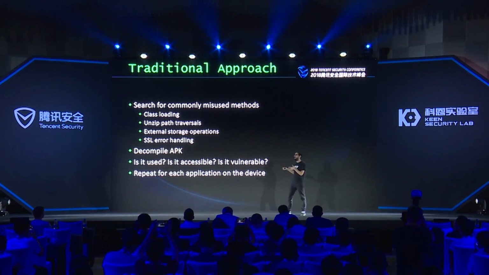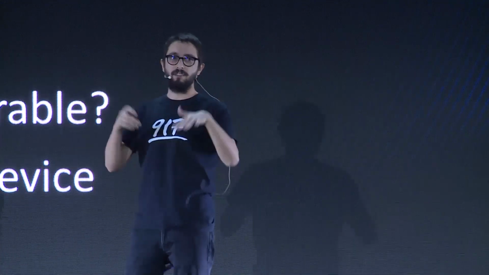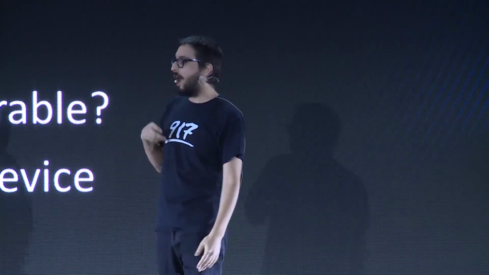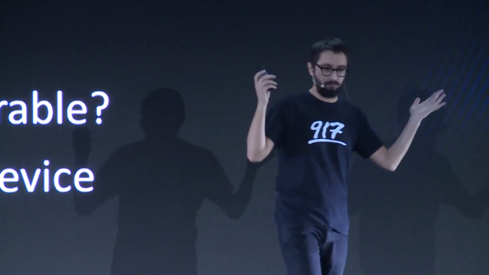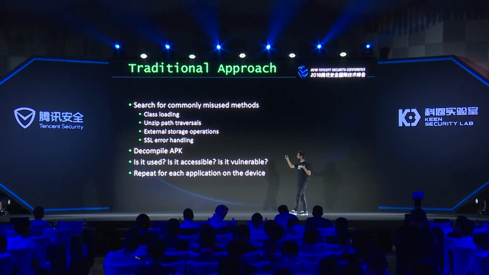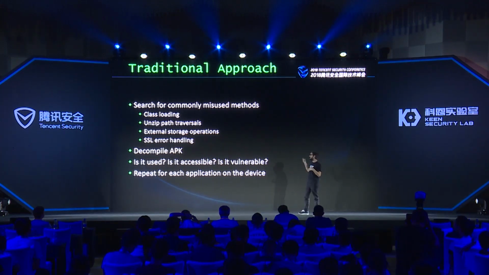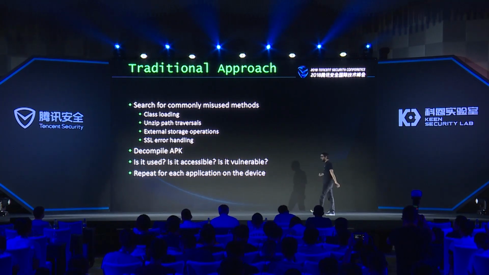So if you know what you're looking for, you know what it looks like in terms of code, the way to do it is to, I don't know, maybe start grepping for some of those APIs related to those bug classes through the smali files, and then start confirming if they're accessible, if they're vulnerable, if they're reachable from the attacker's perspective. And you have to repeat that for every application.